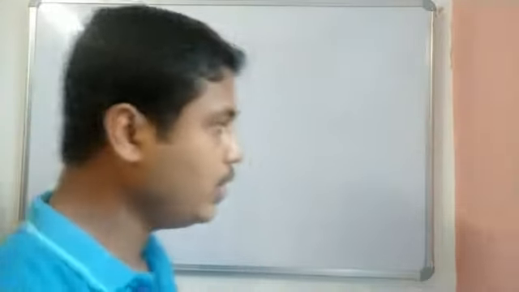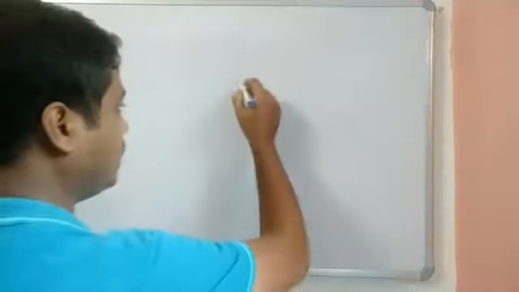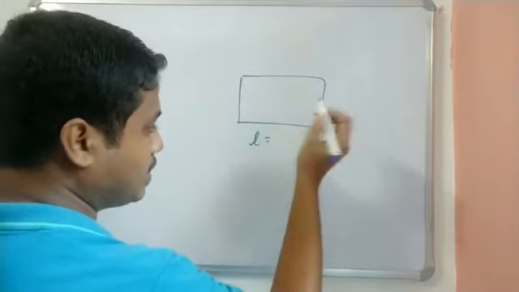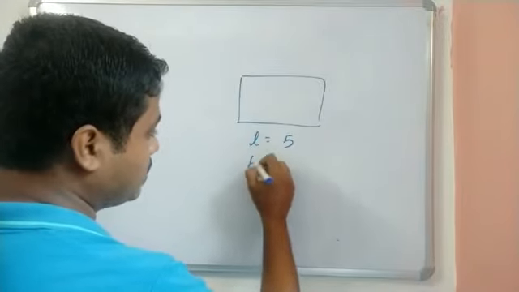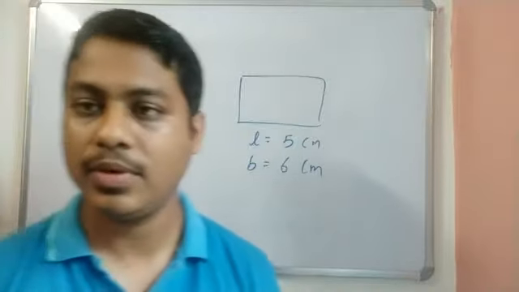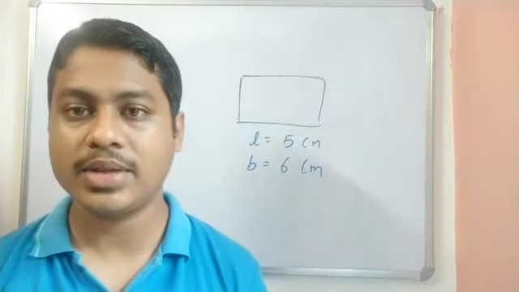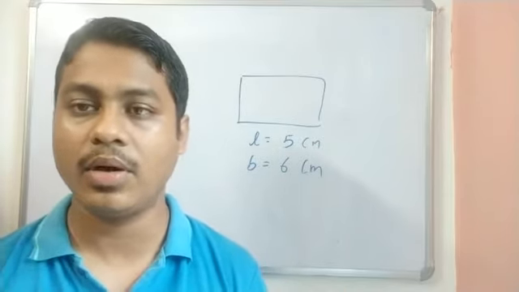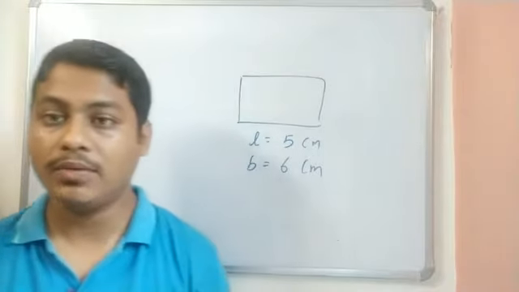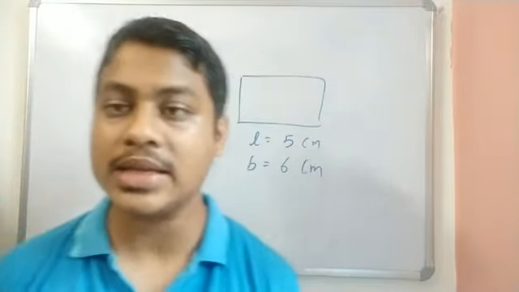For example, we have a rectangle. We know the area of a rectangle can be calculated by length and breadth. Suppose the length is given as 5 and the breadth is given as 6 centimeter. These are the two values given. We can easily calculate: 5 centimeter into 6 centimeter, and we will directly get the value of the area.